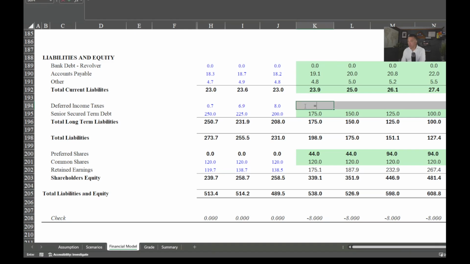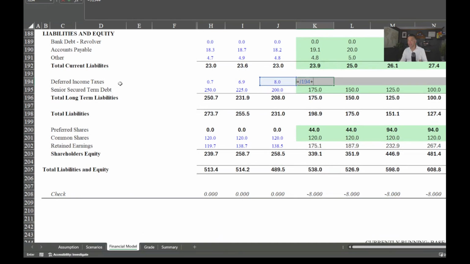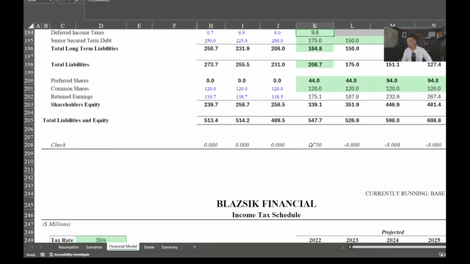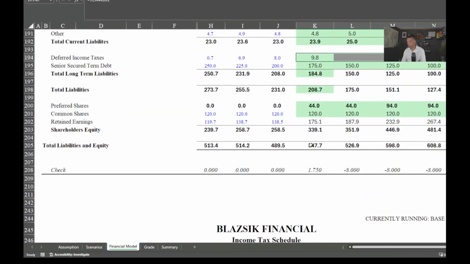So what we're going to do here is, remember, that's an increase or decrease in deferred taxes. So to find out the balance of deferred taxes, we're going to take the amount that we previously had, and then we're going to add in the change, the addition or the decrease in deferred taxes. That's going to be our ending balance. So I'm going to add that 1.8. So all this should light up green.